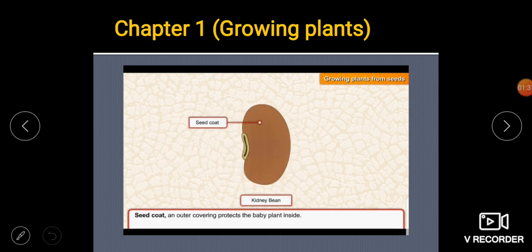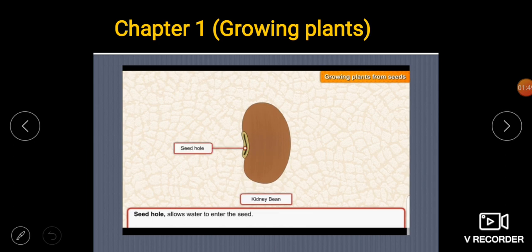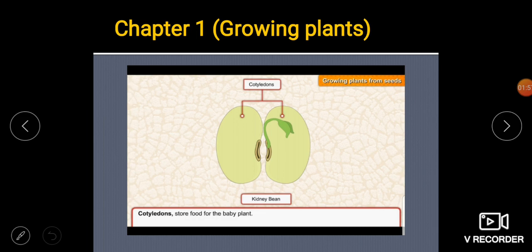Okay, now let's study the structure of the seed. First of all, there is an outer covering of the seed which protects the baby plant which is inside it, and we call it the seed coat. Second part is the seed hole. It allows the water to enter the seed, or you can say it helps in absorbing the water.